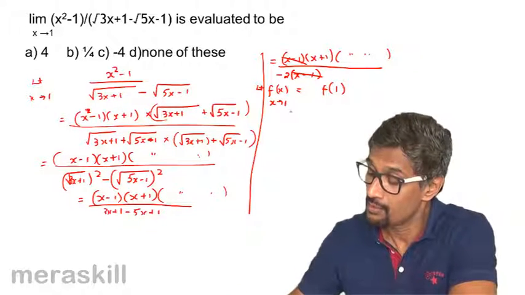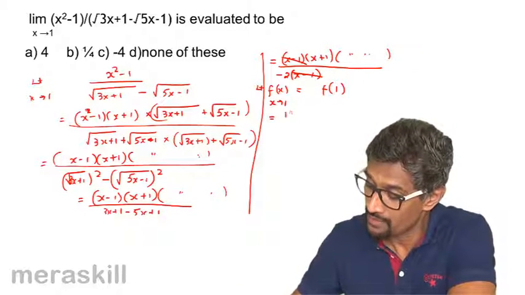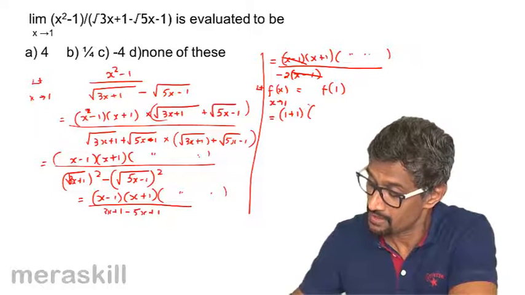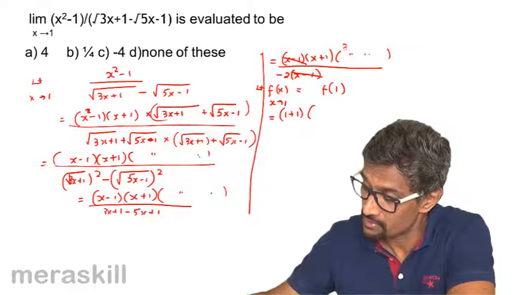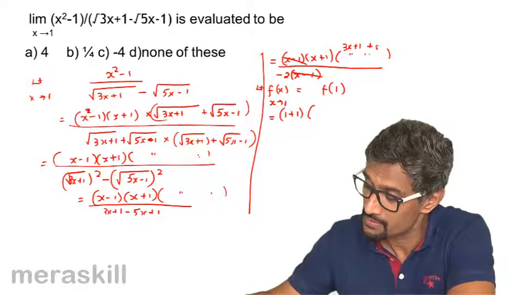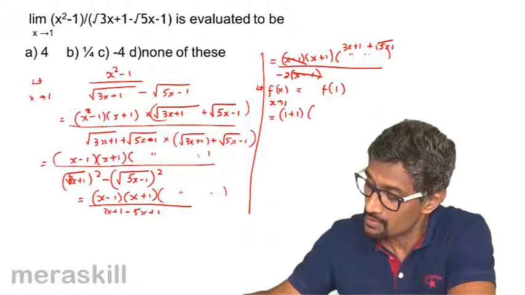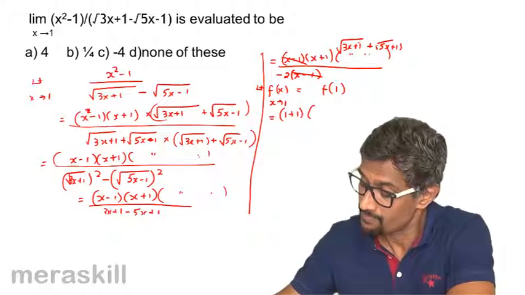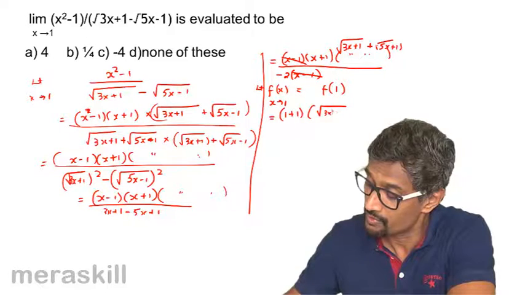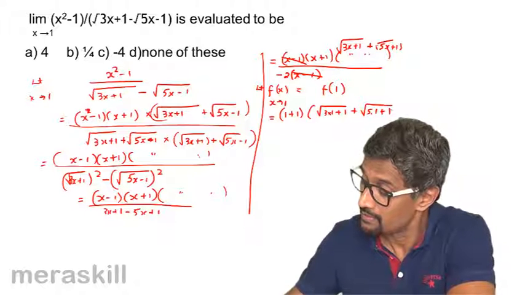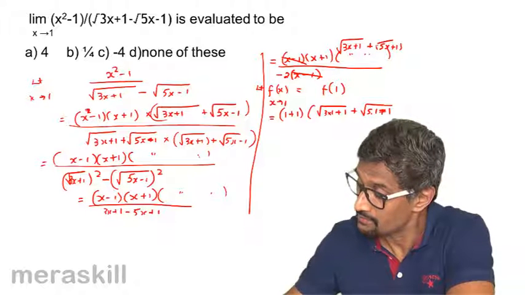1, which will turn out to be 1 plus 1 into this particular expression which we had in the numerator, which will turn out to be root 3x plus 1 plus root 5x plus 1, right? So this will turn out to be root of 3 into 1 plus 1 plus root 5 into 1 plus 1. 1 minus 1, I'm sorry.